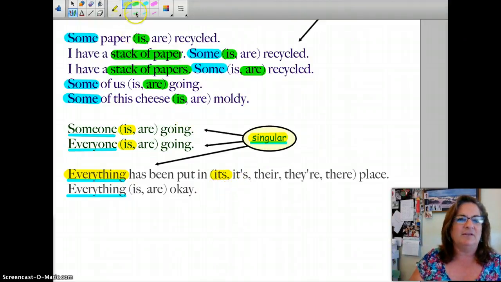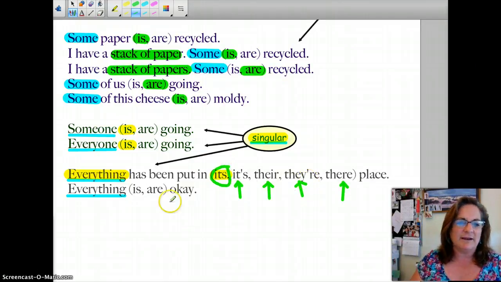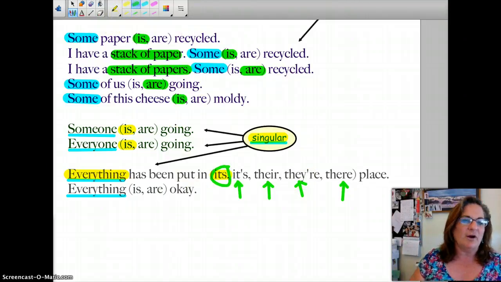This is it is, right? This is the possessive form plural. This is a contraction for they are, and this is a location, right? Put it there. Okay, so in this case, put everything in its place. All right. And then lastly, everything is okay or everything are okay. Everything is okay. And I think you say that one right anyway.